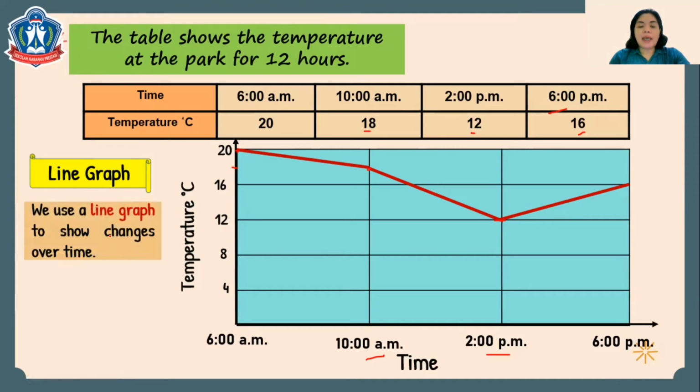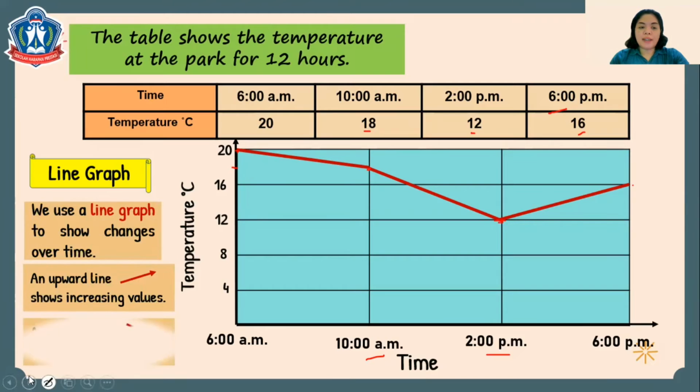It means that it changes over that time, right? And as you notice, children, an upward line shows increasing values. Which one is an upward line? This one, from 2 p.m. to 6 p.m. The line goes up. It shows the value increased. The temperature goes up.